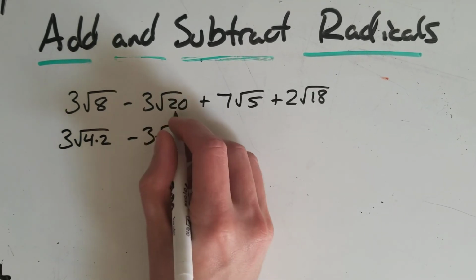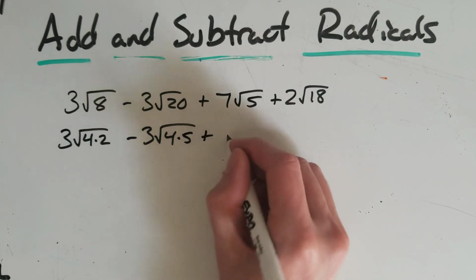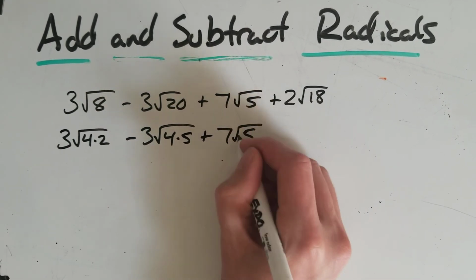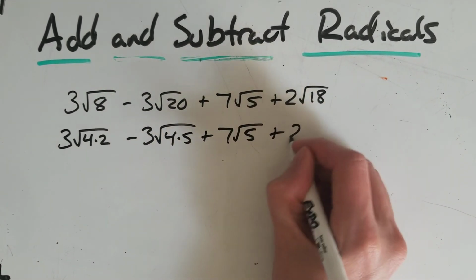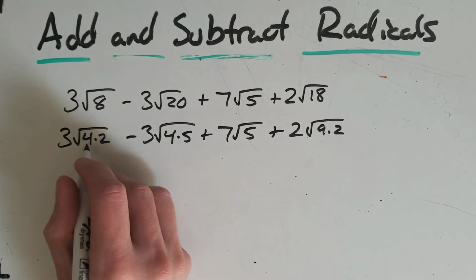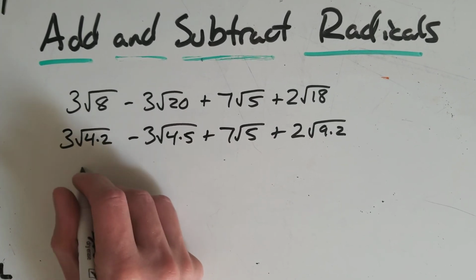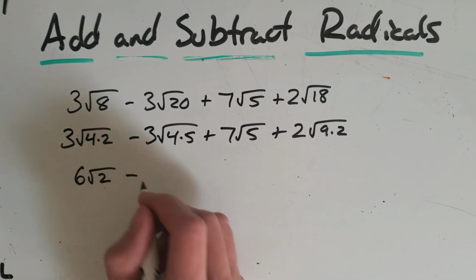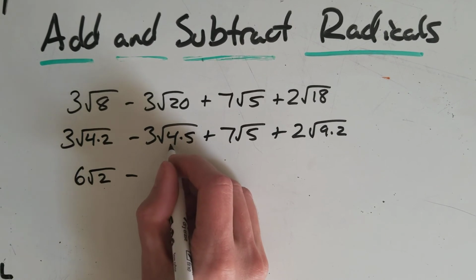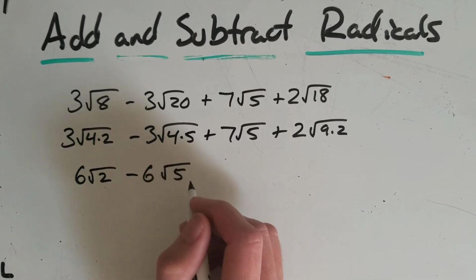Our second term, again, we can simplify. 4 times 5. Our third term, we can't simplify that radical, so we'll just rewrite it. And our last term, 18, it's like 9 times 2. So here, the square root of 4 is going to come out, which is 2. 2 times 3 is 6. So you'll be left with 6 root 2. Here, the square root of 4 is going to come out, so you'll do 2 times 3, you'll get 6. And you'll have times root 5.